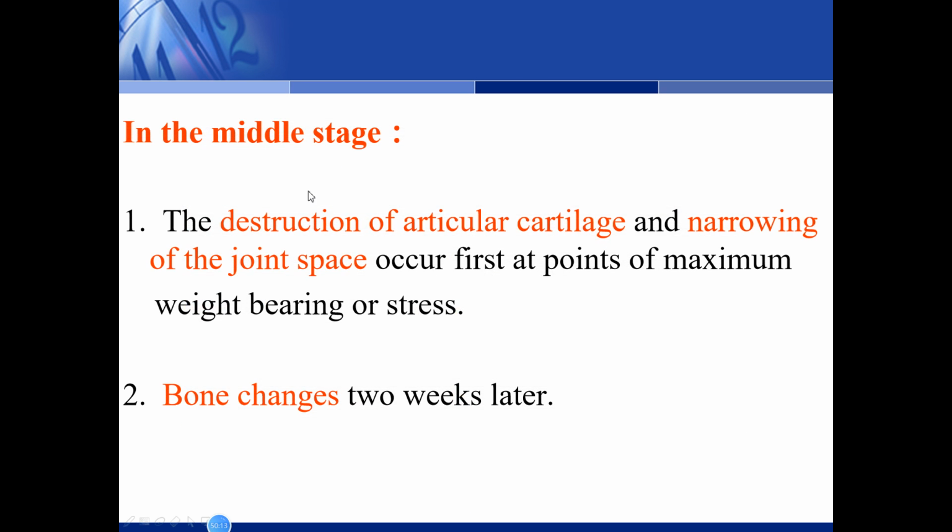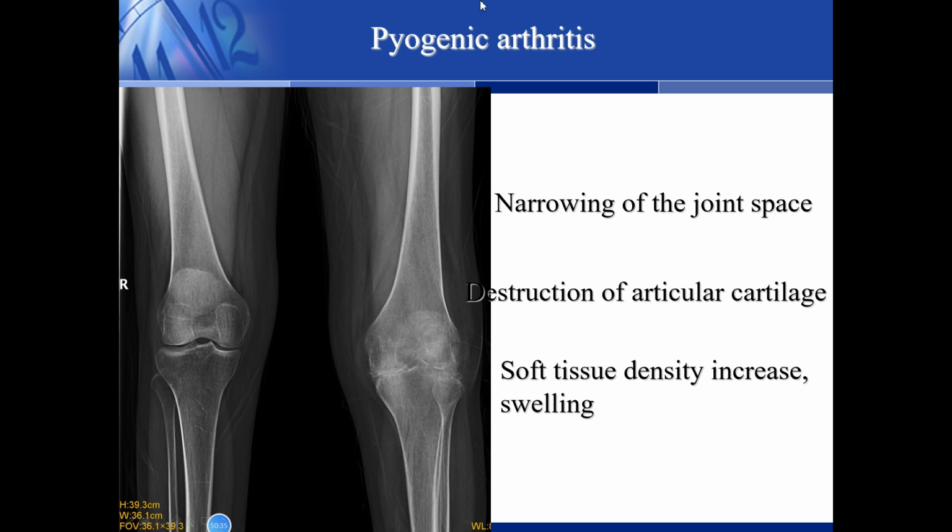In the middle stage, the destruction of the articular cartilage and narrowing of the joint space occur first at the points of maximum weight-bearing stress, and the bone changes appear 2 weeks later. Pyogenic arthritis. Here, the left knee, we can find that the joint space is narrowed, and there is bone destruction.